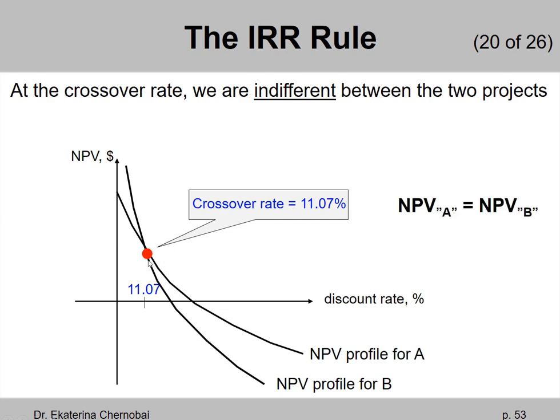But a more important implication of what 11.07% means is that's where the switch occurs between choosing project A and choosing project B. So anything lower than 11.07%, you would choose the project with the higher NPV line. And in our example, that's project B. If the required return is slightly higher than 11.07%, that's when you switch to accepting project A instead, because the NPV is higher for project A than for project B.